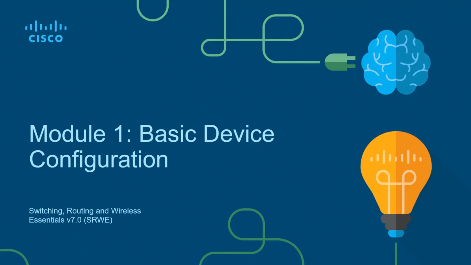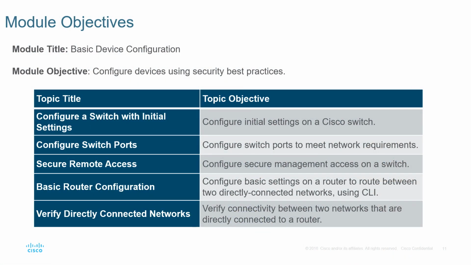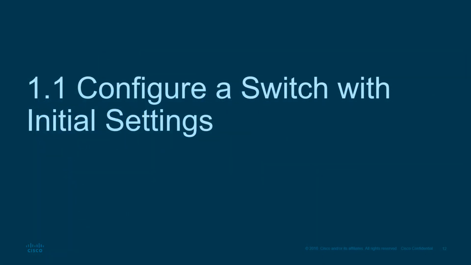Welcome to Module 1, Basic Device Configuration. The goals for this chapter are to be able to do an initial setting for a switch, setting up switch port access, remote access, setting up a basic router, and verifying directly connected networks. So first section is 1.1, configuring a switch with the initial settings.